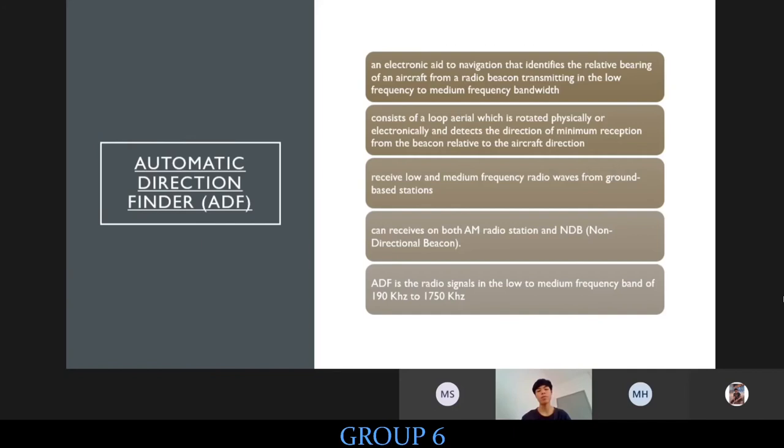ADF consists of a loop aerial which is rotated physically or electronically and detects the direction of minimum reception from the beacon relative to the aircraft direction. It receives low and medium frequency radio waves from a ground-based station. ADF can receive both amplitude modulated radio stations and non-directional beacons. ADF uses radio signals in the low to medium frequency band of 190 kHz to 1750 kHz.